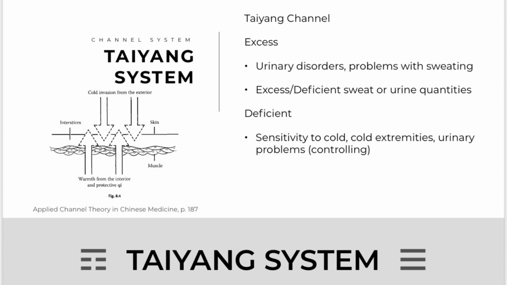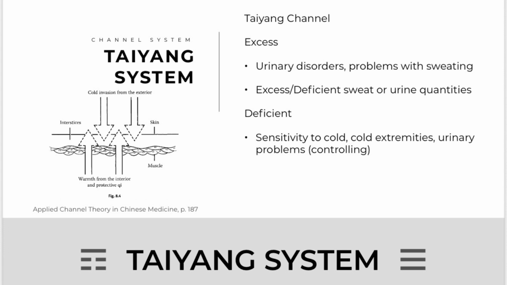So as we talk through the interstices spaces, that is a way of maintaining the fluids. So when we are talking about the excess, maintaining the fluids could involve urinary disorders and problems with sweating. It could be either excess or deficient sweat, or excess or deficient urine. It really just depends on how this is manifesting, but these things can be affected.